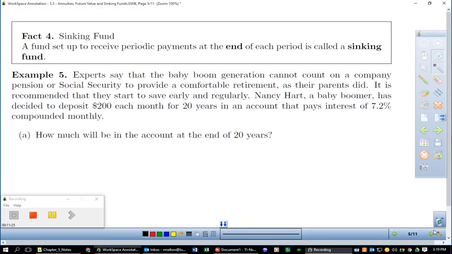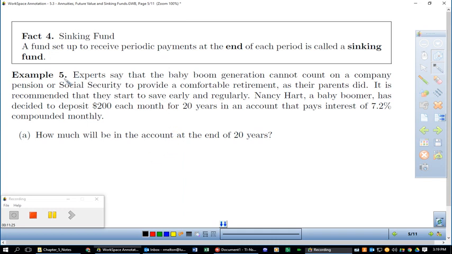Okay, next we have sinking funds. Now, sinking fund is really just a particular word to mean what we've already been doing. It's a fund set up to receive periodic payments at the end of each period, and then it's called a sinking fund if that's the case. Usually this is if you're saving for something. You're putting money aside specifically for something at the end. It's receiving those payments, which, again, is really the ordinary annuities we've been doing.